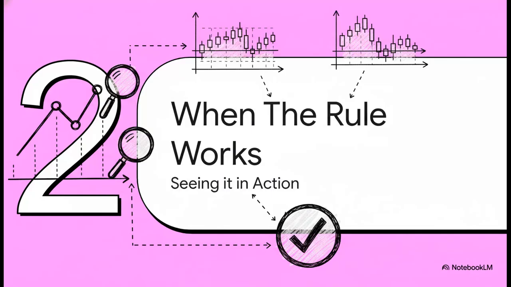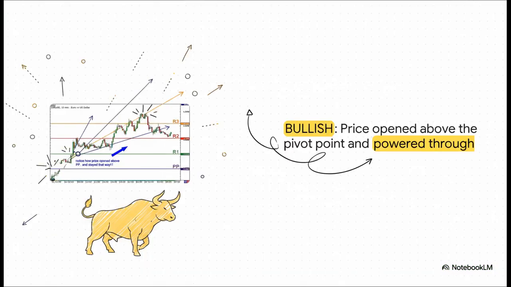Okay, so that's the theory. Sounds great. But what does it actually look like on a real chart? Let's take a look at a couple of textbook examples where this rule just worked like a charm. Okay, check this out. This chart is a beautiful example. You can see the price opened way above that central pivot point, the PP line, and from there, it just never looked back. The buyers were totally in command, and the price just smashed through every single resistance level. R1, R2, R3, gone. This is what a classic textbook bullish day looks like.